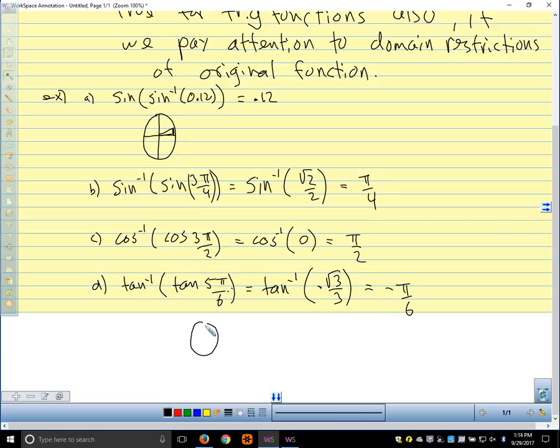So we are here. There's 5 pi over 6, and there's where our tangent was, negative square root of 3 over 3. So the angle between negative pi over 2 and pi over 2 that has the same tangent of negative square root of 3 over 3 is this angle.